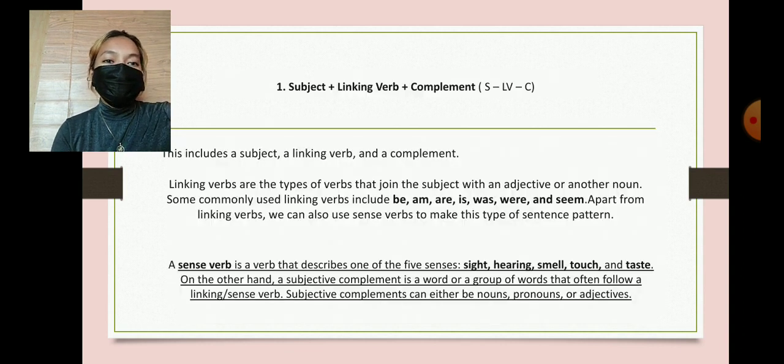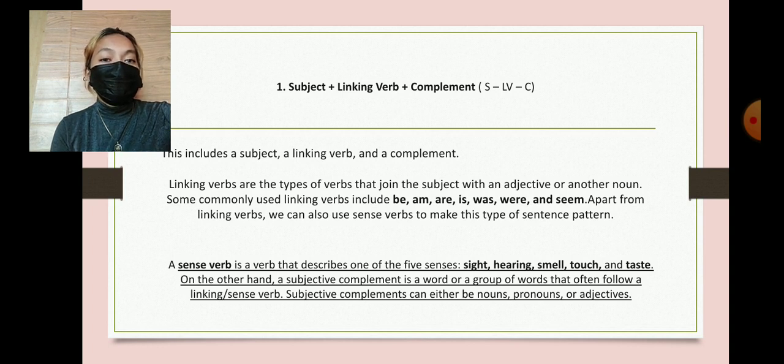So to start, this is the first sentence pattern: subject plus linking verb plus complement. This includes a subject, a linking verb, and a complement. Linking verbs are the types of verbs that join the subject with an adjective or another noun. Some commonly used linking verbs include be, am, are, is, were, and seem.